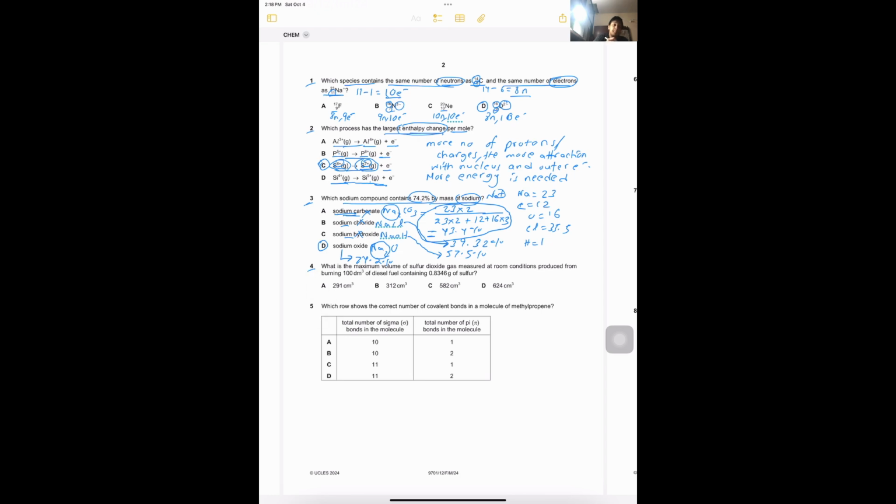So number 4, what is the maximum volume of sulfur dioxide gas measured at room conditions produced from burning 100 dm³ of diesel fuel containing sulfur? Since it's burning, the reaction is with oxygen, so the reaction is kind of this way, SO2. It's balanced, so you don't have to balance. We have been given the mass of sulfur and we need to see the volume of sulfur dioxide formed.